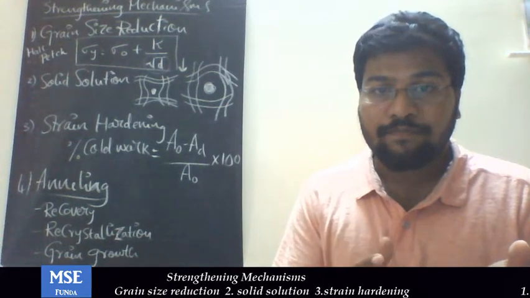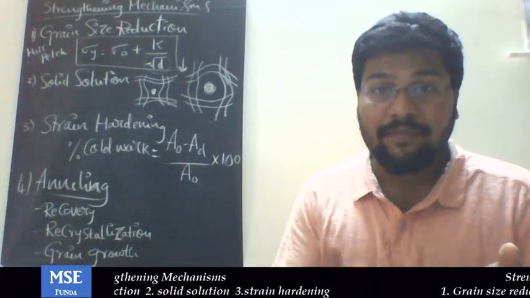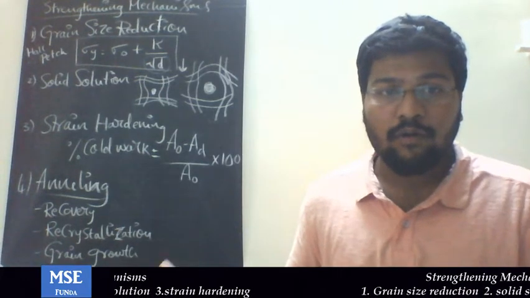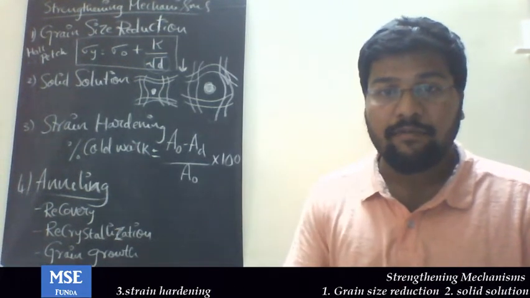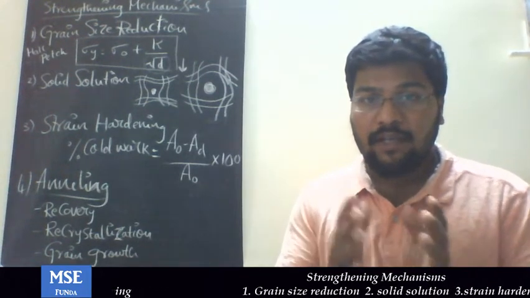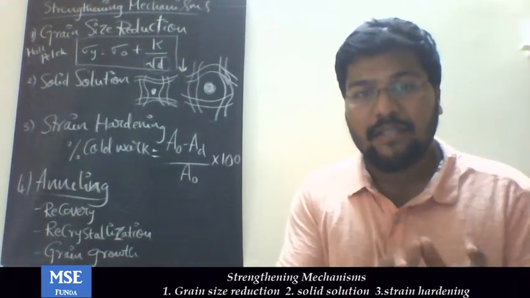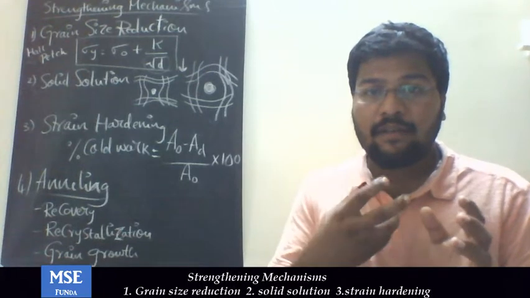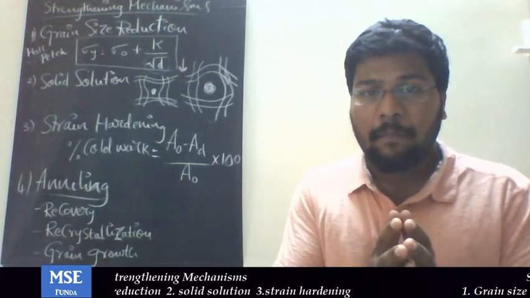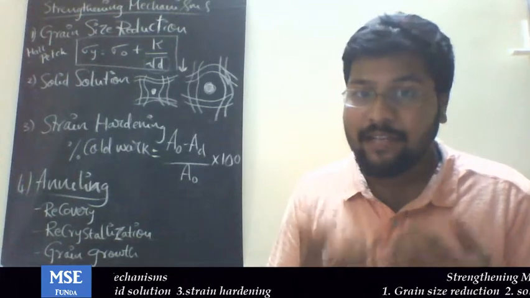There are a few mechanisms by which you can actually increase the strength of a material, and here is a list of 4 different mechanisms by which we can improve strength. Before we get into the main concept of strengthening mechanisms, we have to understand the basic term strength and what gives that property to the material. Strength is the ability of the material to withstand load without plastic deformation.